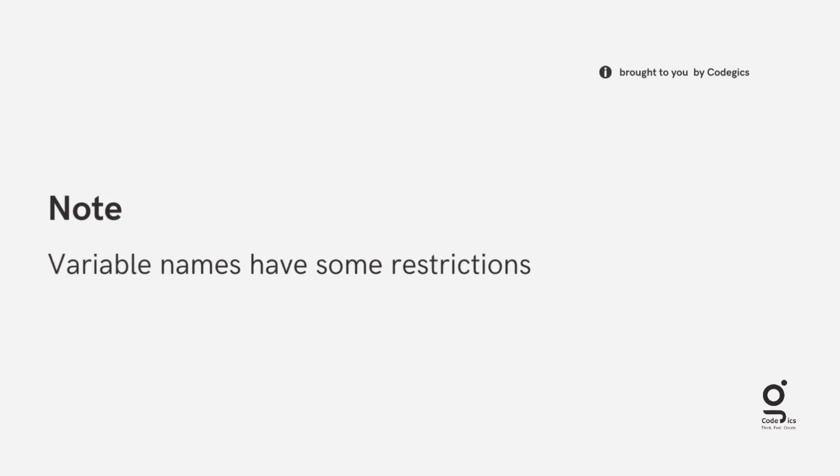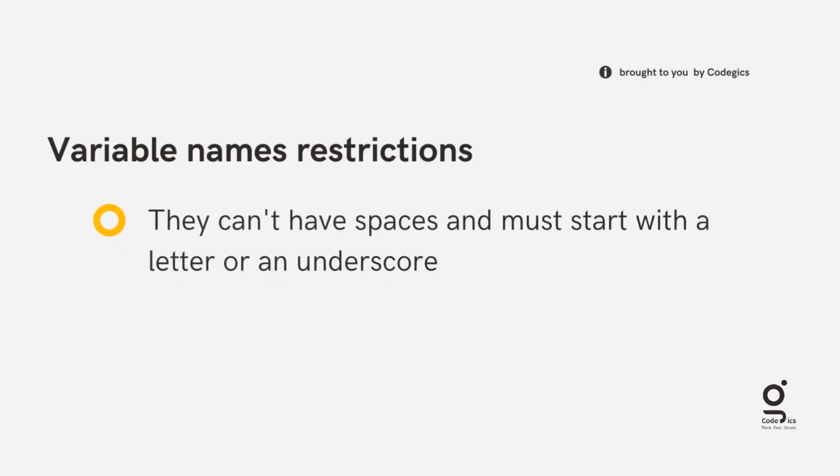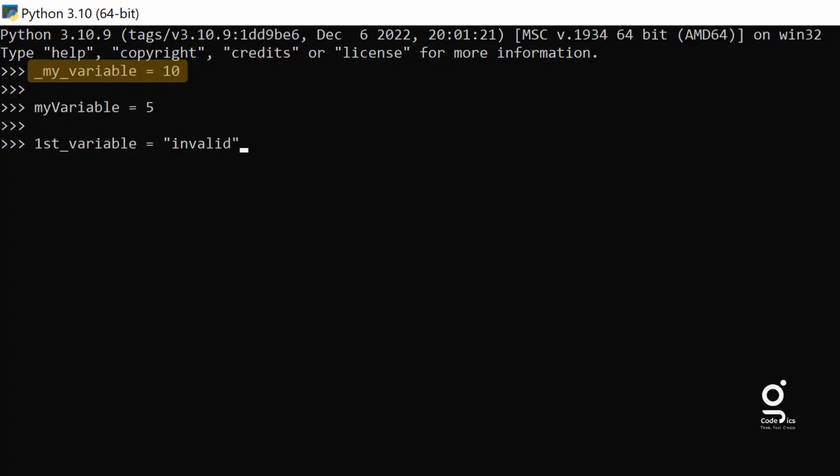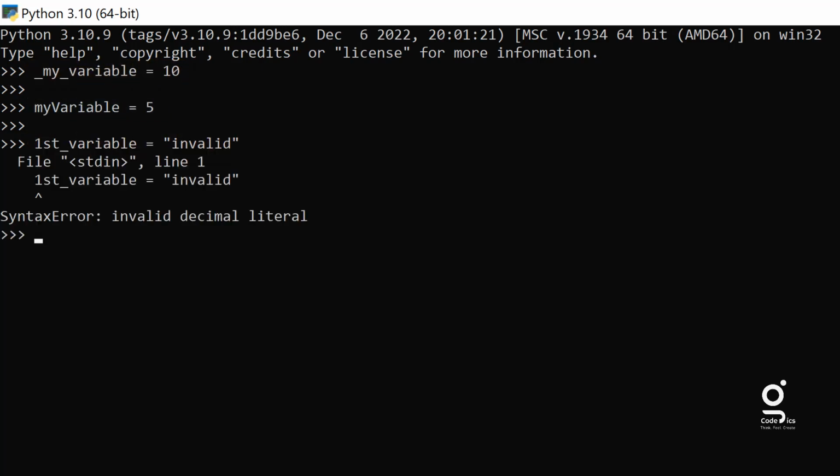Finally, it's important to remember that variable names have some restrictions. Variable names can't have spaces and must start with a letter or an underscore. This is valid and this is valid, but this is invalid. Can you guess why? Because it starts with a number 1, and variable names don't start with a number. They start with a letter or an underscore.